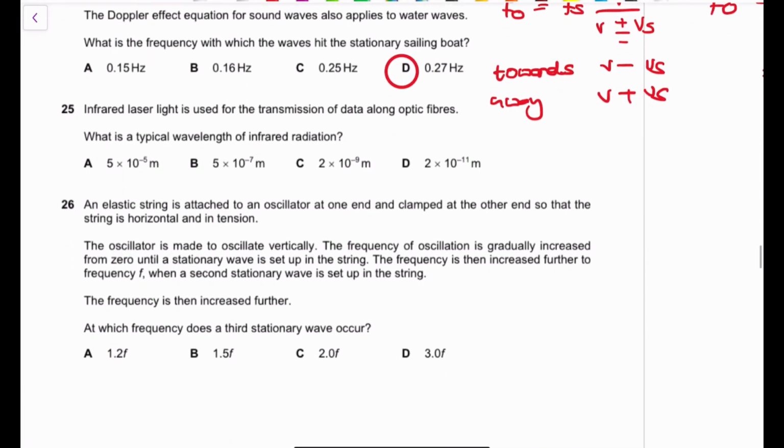Let's start with 25. Infrared laser light is used for the transmission of data along optical fibers. What is the typical wavelength of infrared radiation? Guys, I always say this. For this question, you have to know the wavelengths and how they vary. If you don't know, you can't answer this question accurately.